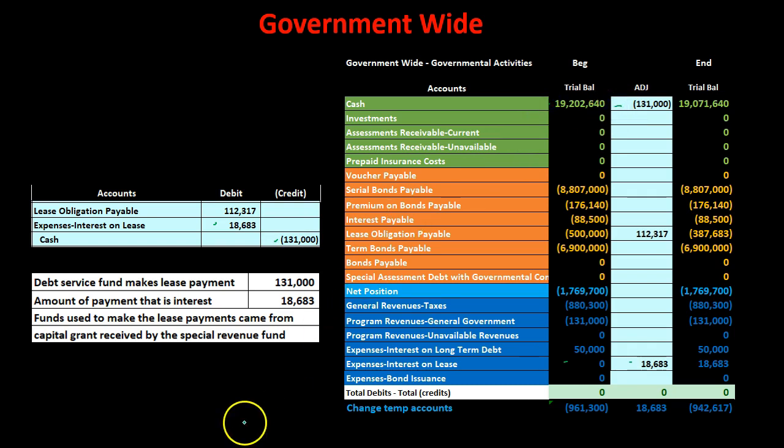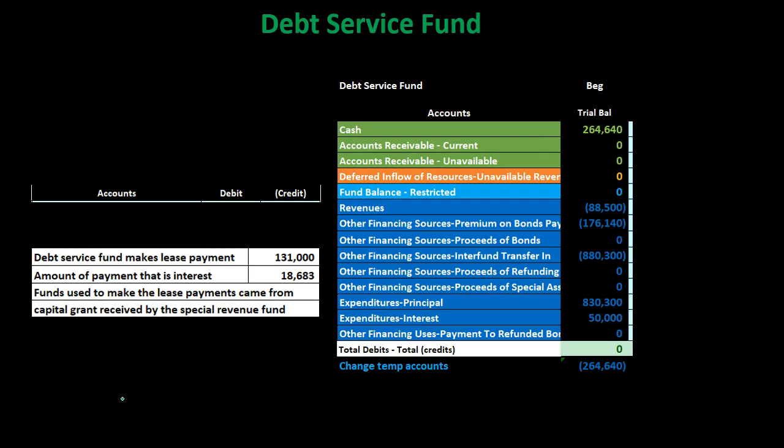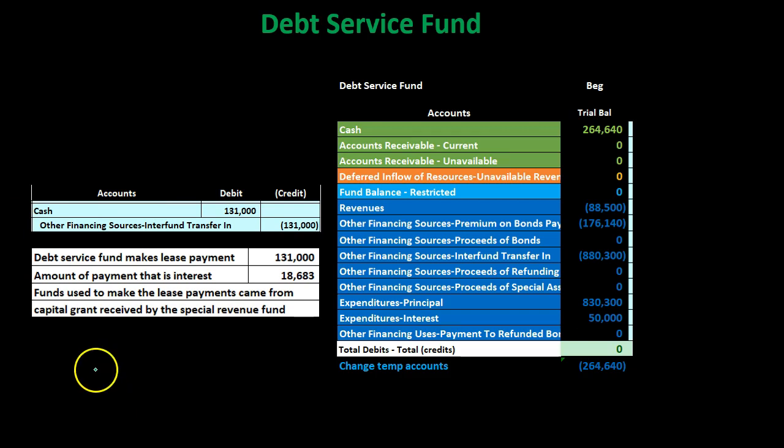Now we want to consider what's going to happen on the fund accounting side of things. We're still going to be recording this in the debt service fund. However, we're not going to be recording the lease obligation payable, because that's going to be a long-term type of liability, so we'll have to put that somewhere else. It's probably going to be an expenditure type of account in the modified accrual basis. Let's see what that will look like. We're going to go to the debt service fund. We're first going to record the grant that was received.